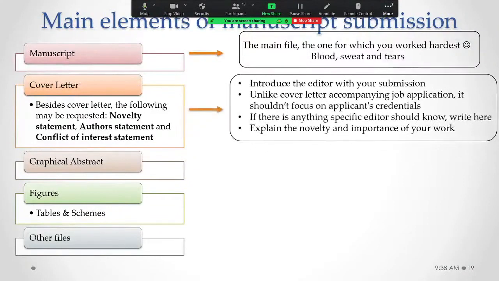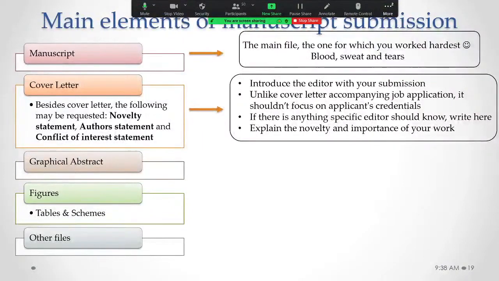In the cover letter, you introduce your submission to the editor. But unlike a cover letter accompanying a job application, it shouldn't focus on the applicant's credentials. Your credentials, for most journals, are not so important. There are some journals where you have to be a teaching member of faculty, where you have to have tenure in order to submit your manuscript. There are some such journals, but in most cases, it doesn't matter whether you are on PhD studies or you have already acquired a PhD. For example, I have published a lot of papers before my PhD where I was the corresponding author, and those journals didn't care about applicants' credentials. They cared only for the quality of results, which is how it should be.